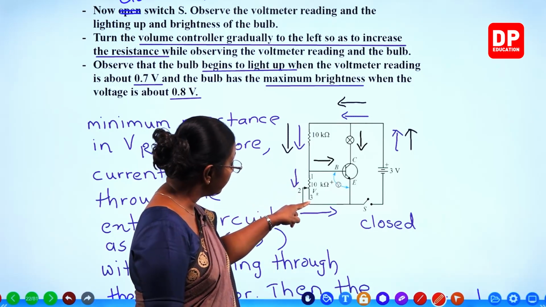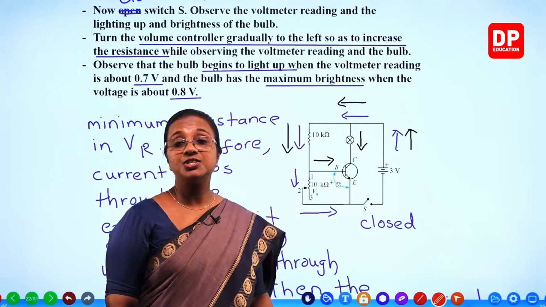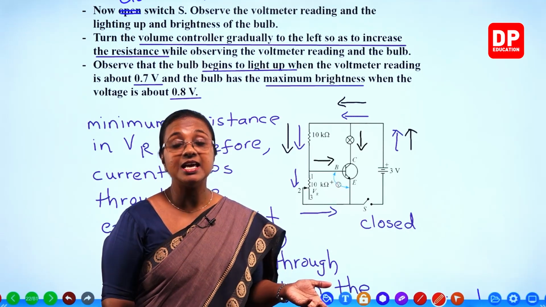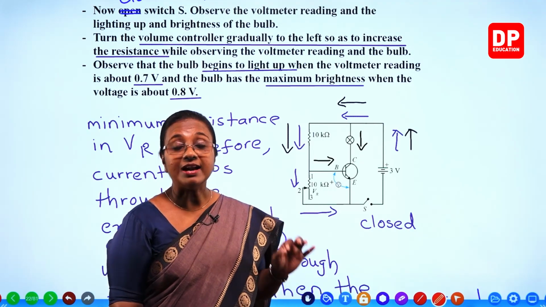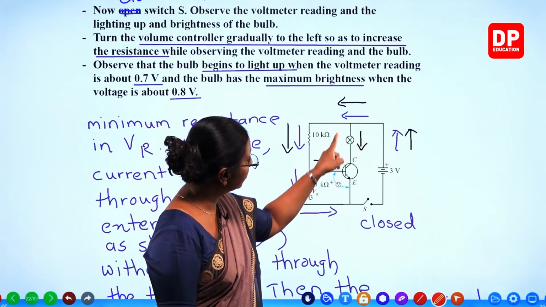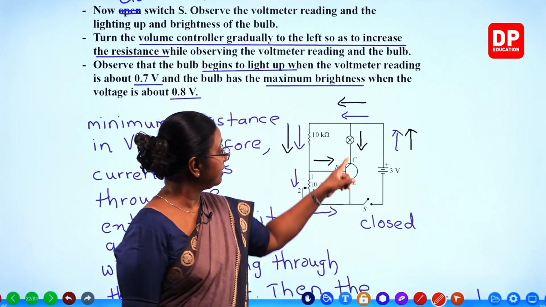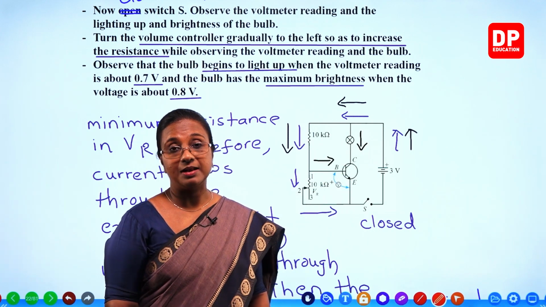If you keep on increasing the volume controller until the potential difference becomes 0.8 volts, what will happen is the base current will increase, therefore the collector current will also increase, and that will increase the brightness of the bulb.